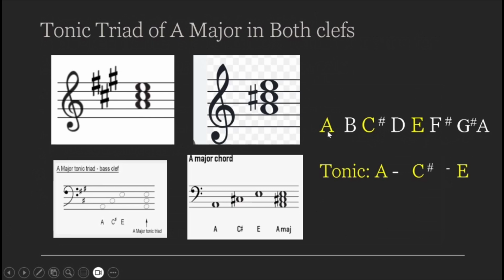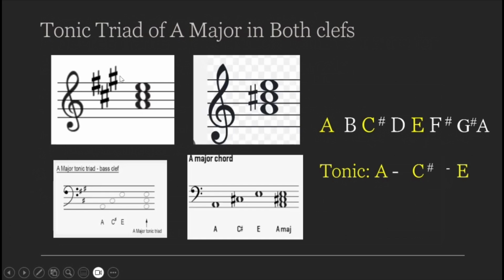The first note. Now, look at this: A, B, C sharp, D, E, F sharp, G sharp, and A. Now, the first note, which is the tonic, we are building our triad on the first note, which is A. So a third apart will be what? A to C sharp. Then a third from C sharp is what? E. And that's why the tonic triad is made up of A, C sharp, and E.